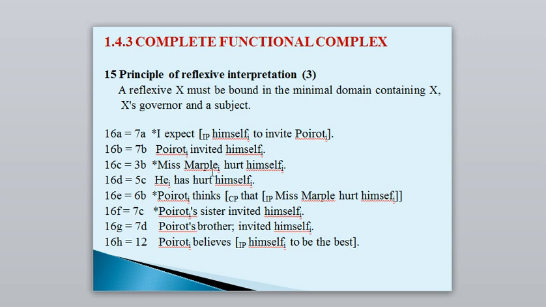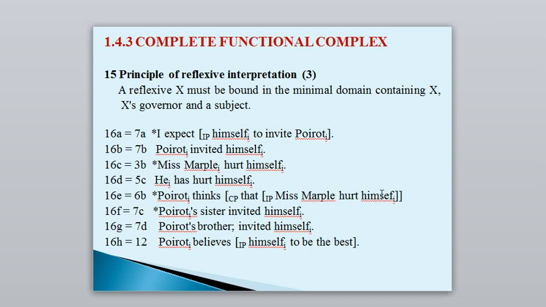The third one, "Miss Marple heard himself." There is a kind of mismatch between himself and Miss Marple. This is a feminine noun and this is a masculine pronoun, so it cannot come back to the feminine noun. This is ungrammatical. The other one, "He has heard himself." This is okay because himself can come back to the pronoun he, and this is the antecedent of himself. The other one, "Poirot thinks that Miss Marple heard himself." Himself cannot come back to Miss Marple in this sentence because Miss Marple is feminine and himself is masculine.